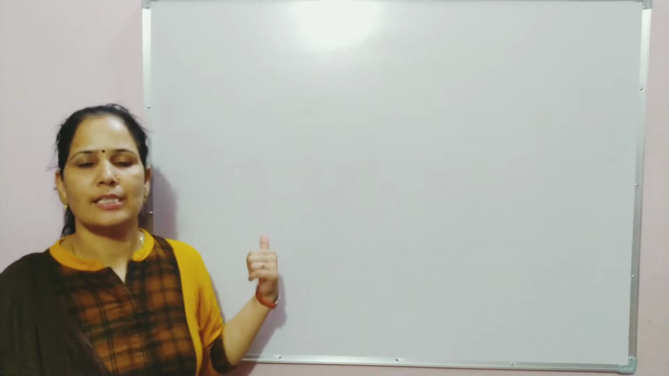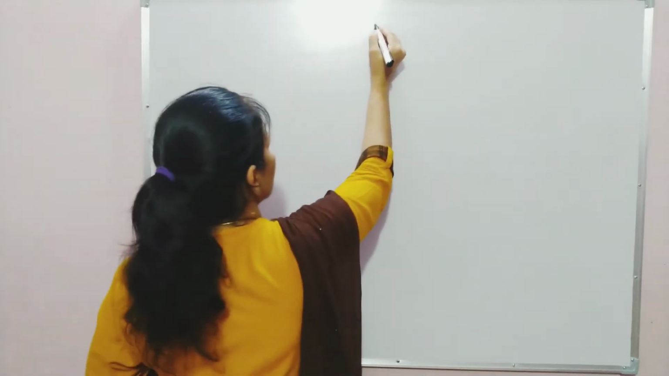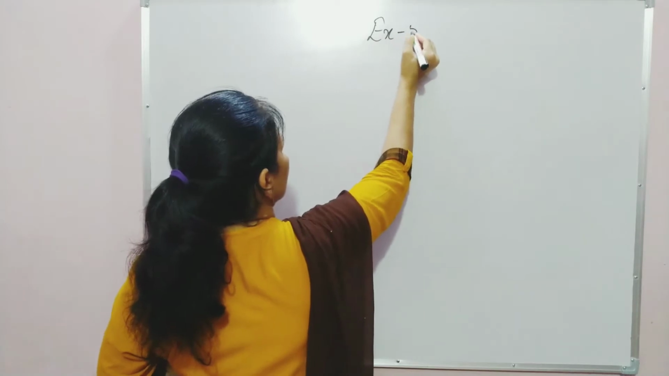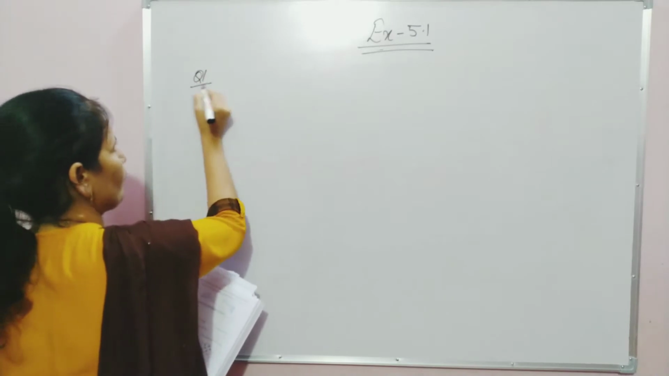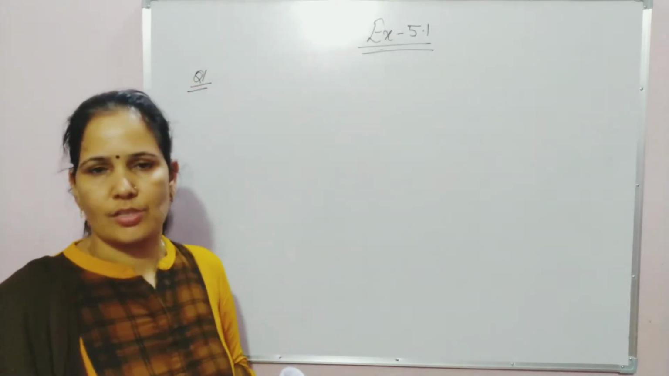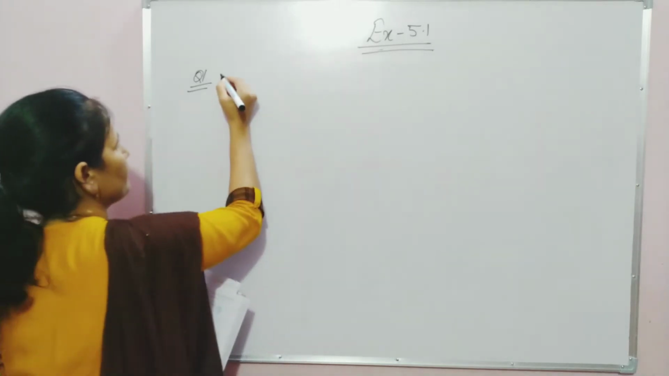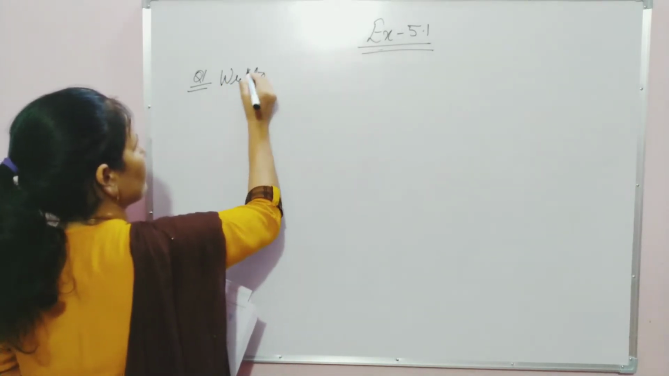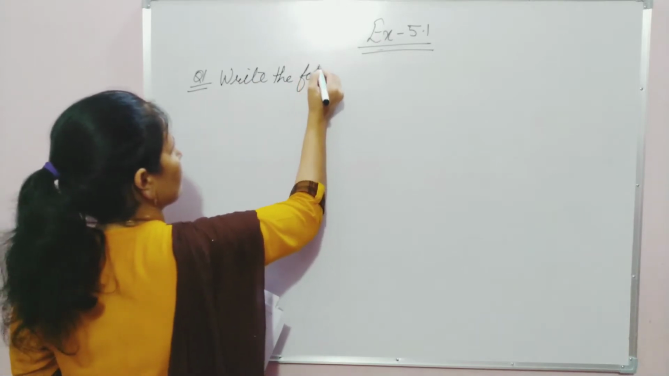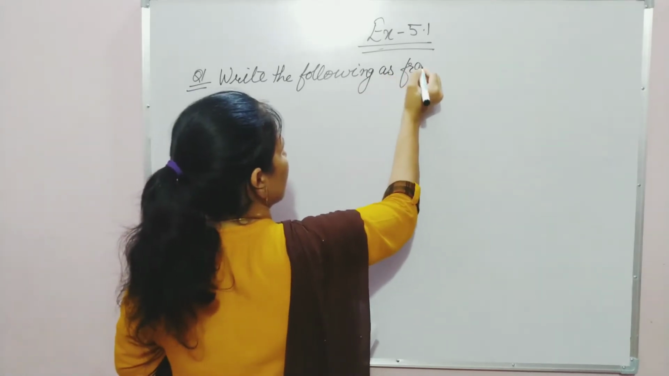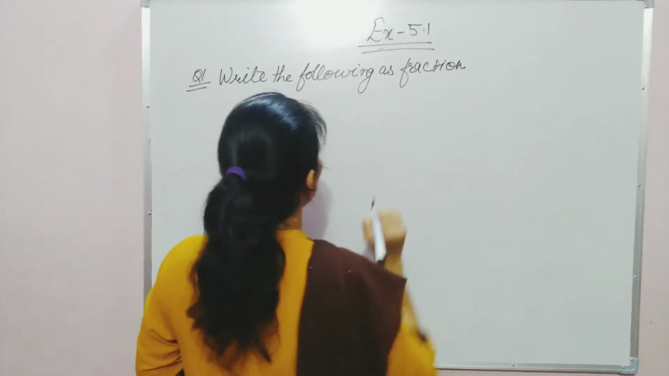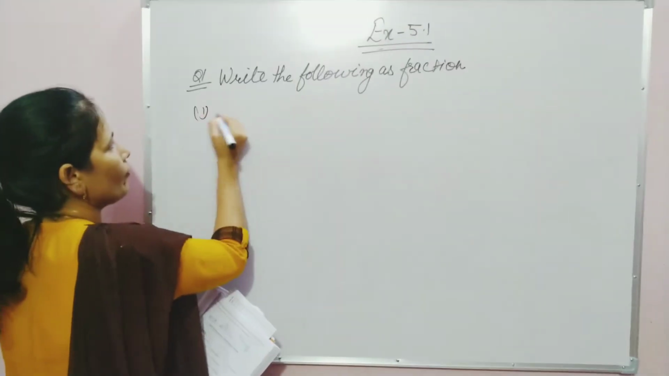Now on the basis of yesterday's discussion, we are going to solve today our exercise 5.1. So let's start exercise 5.1. The question number first of this exercise: Write the following as fractions. So that means we have to write in fractions. First they have given 4/9.